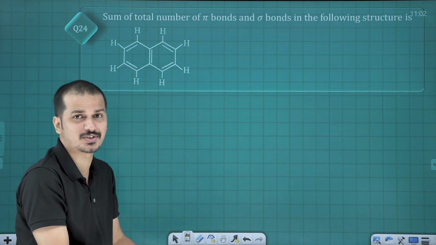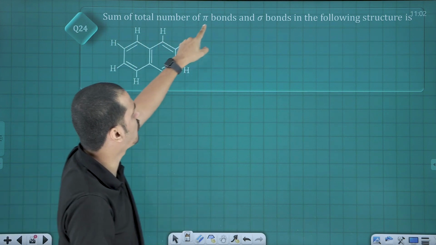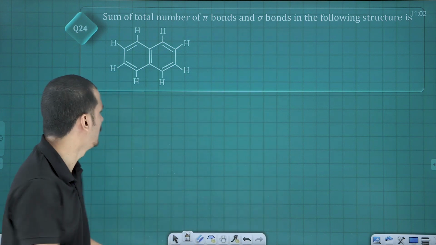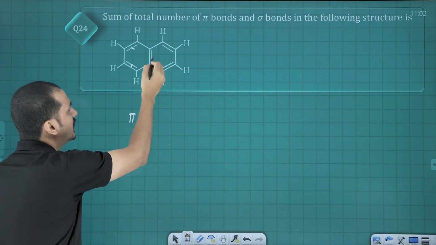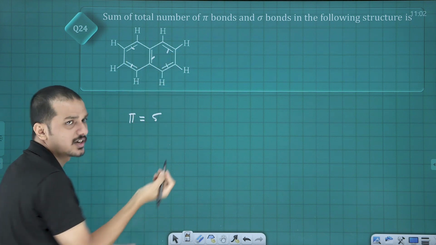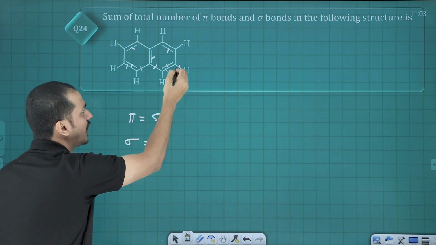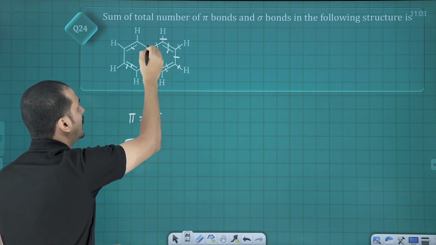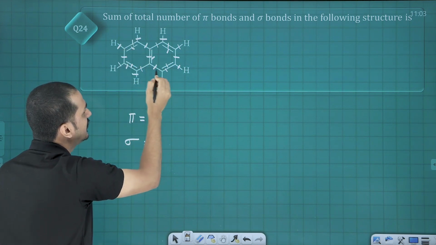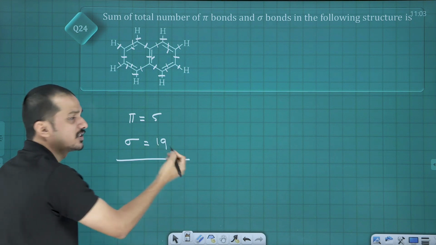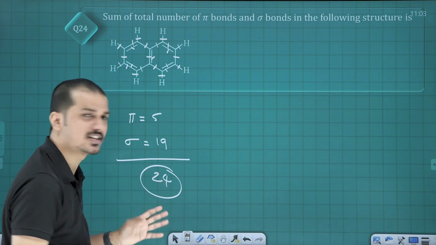This is the simplest question. You can calculate directly. The question is the sum of total number of pi bonds and sigma bonds in the following structure. What's the number of pi bonds? You just count the double bonds: 1, 2, 3, 4, 5. 5 pi bonds are there. What about sigma bonds? 1, 2, 3, up to 19. So what's the total? 24 is our answer. Our integer answer is 24.